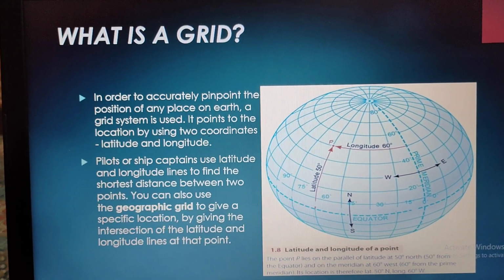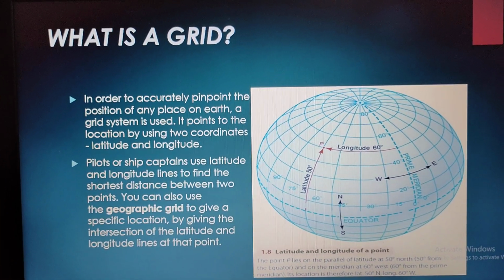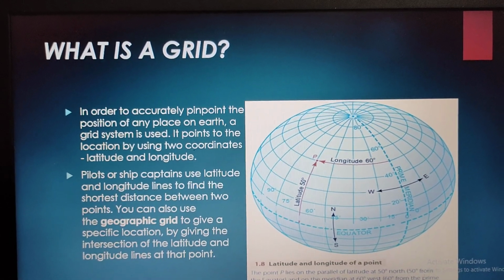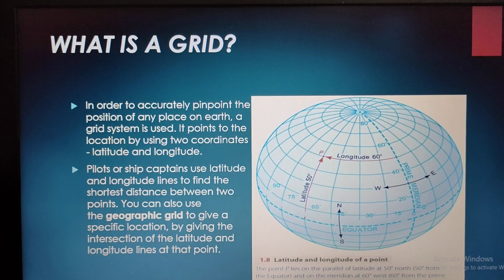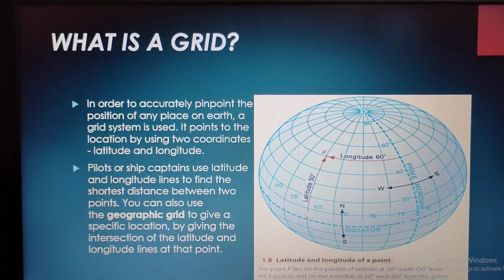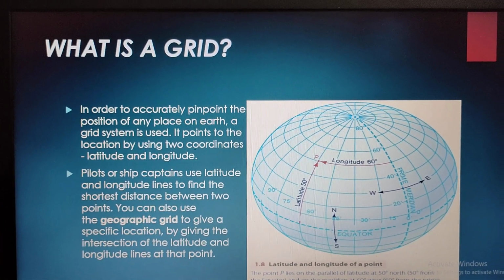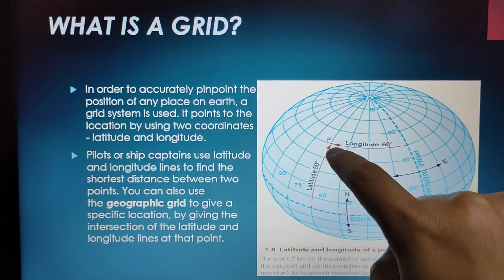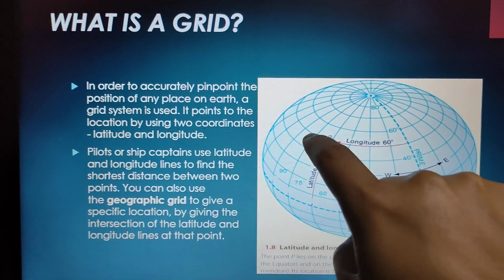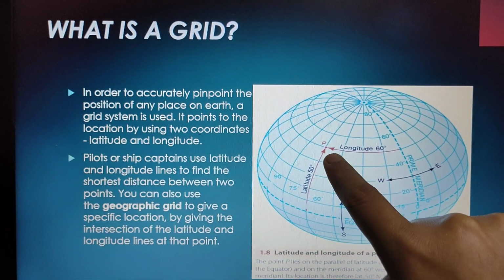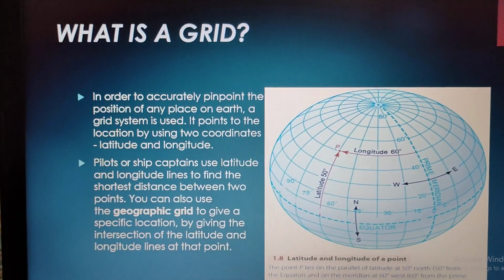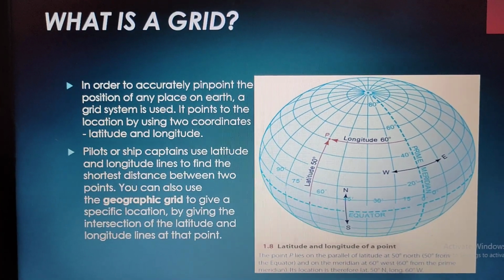Pilots or ship captains use latitude and longitude lines to find the shortest distance between 2 points. You do it in graph also, right? You can also use the geographic grid to give a specific location by giving the intersection. This is the intersection of latitude and longitude. If you see, it's clear here, right? By giving the intersection of the latitude and longitude lines at that point.